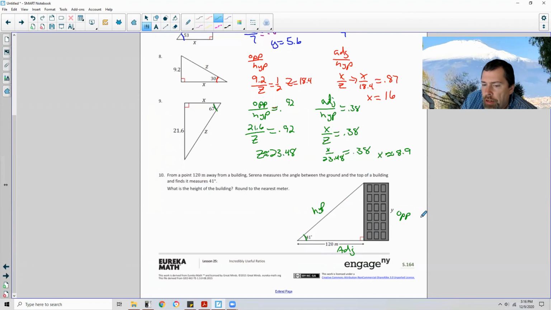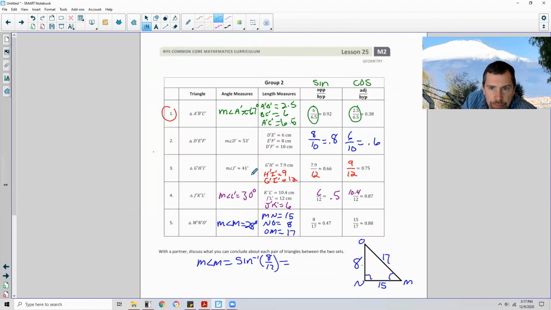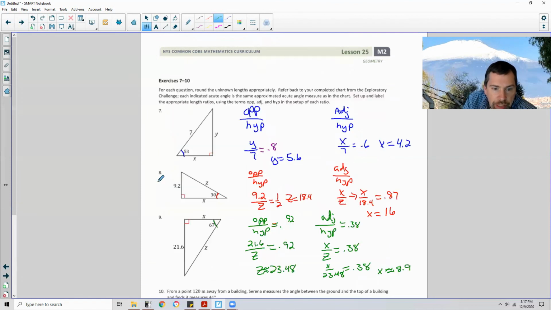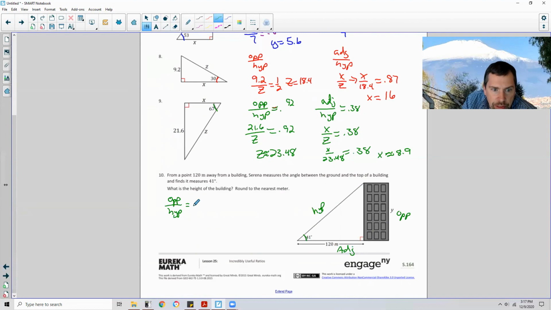All right. So what we're going to do next is we're going to do the same thing we did up above. We're going to say that opposite over hypotenuse equals, and I want to find my 41-degree reference angle in my table, and it's right here. And the opposite over hypotenuse in this column for 41 degrees is 0.66. So I'm going to use that, and I'm going to substitute it in here.